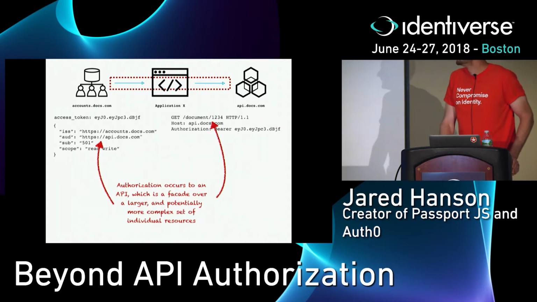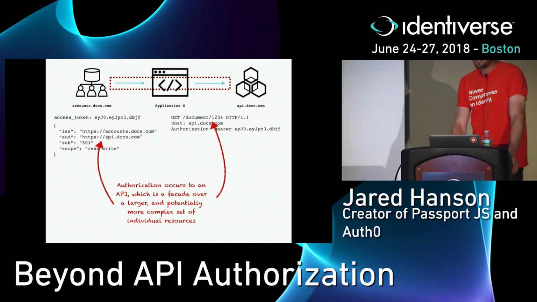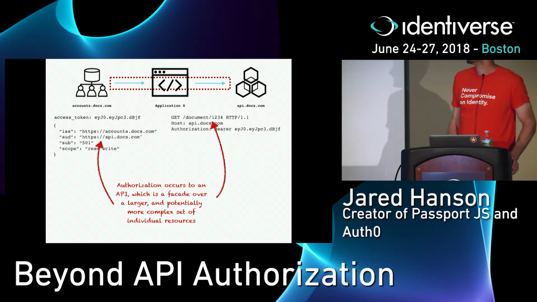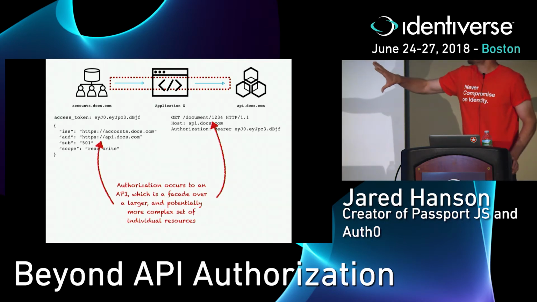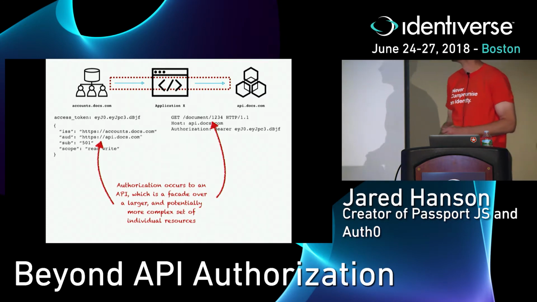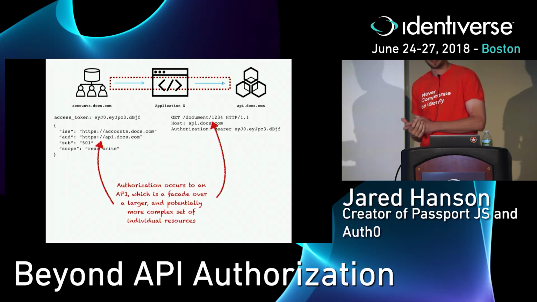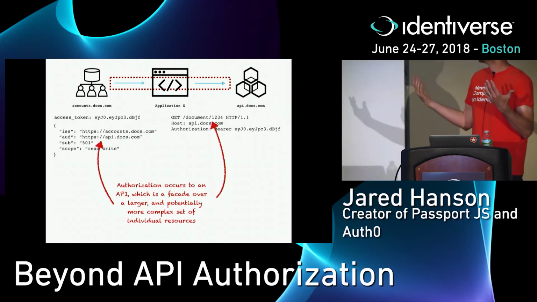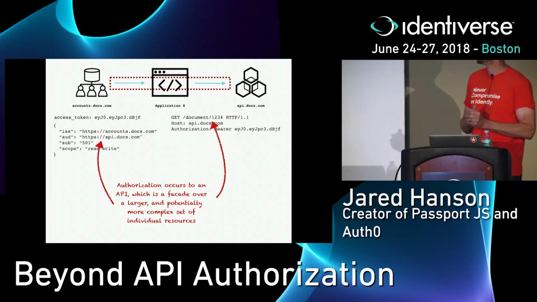Now, what do I mean when I talk about API authorization? What I mean by that is that this access token was targeted at a broad API. And that API is really a facade over a much larger and potentially more complex set of individual resources. So the API is just all documents that are served by this API, not a specific document. And in other applications, the interaction of the resources and how they relate to each other might be even more complicated than that.